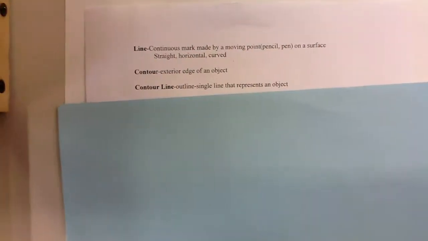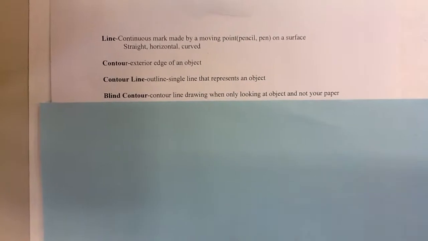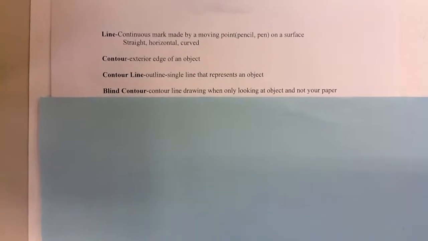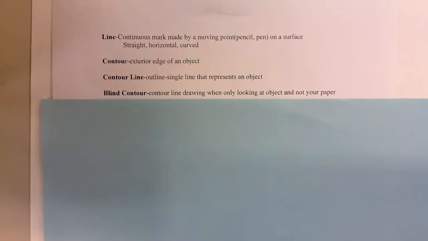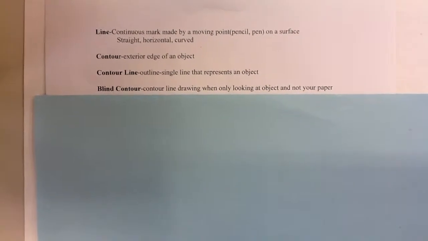Now, the first part of this unit is going to be looking at blind contour drawings. It is a contour line drawing when you only look at your object and not your paper. In the second video, I'll actually be giving you examples on how to do blind contour drawings.